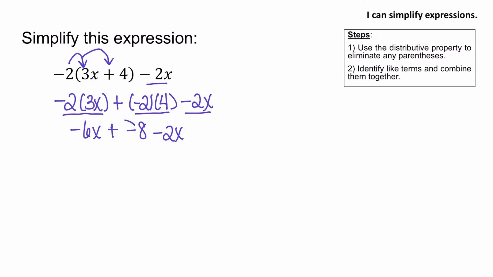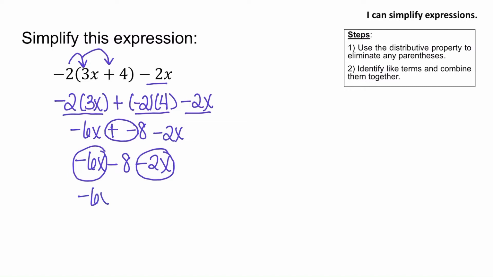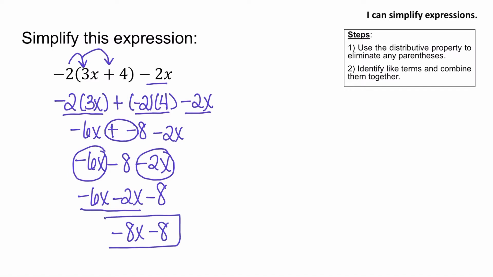So here I have a combination of signs. I have a plus negative, which remember turns into a subtraction sign. So I'm going to rewrite this as negative 6x minus 8 minus 2x. Now we're going to go through our problem and look for any like terms. I have a negative 6x, and I also have minus 2x. So I'm going to combine these two terms and then leave that minus 8. So negative 6x minus 2x is going to give me negative 8x minus 8, and that is now my simplified expression.